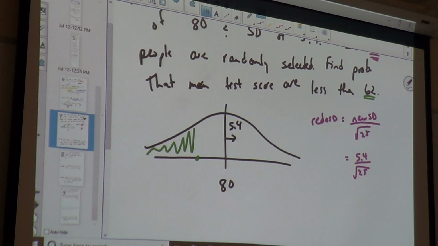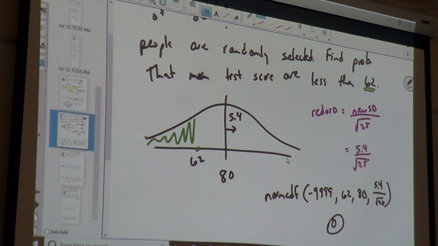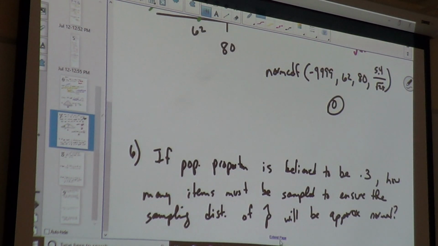So I did normal CDF. Shade begins at -9999, shade ends at 62. My mean is 80, and my new standard deviation was 5.4 over the square root of 25. It ended up giving me 0, but as long as we got it set up good. Are we good? All right, let's look at another one.